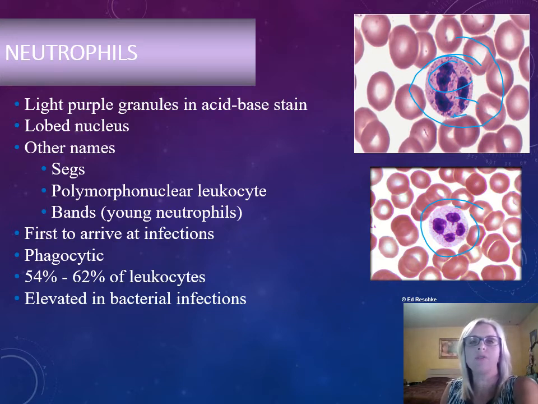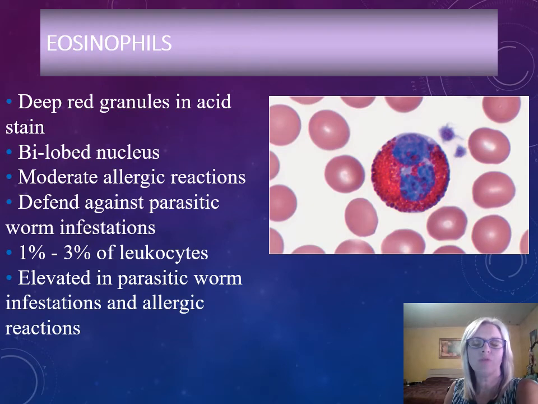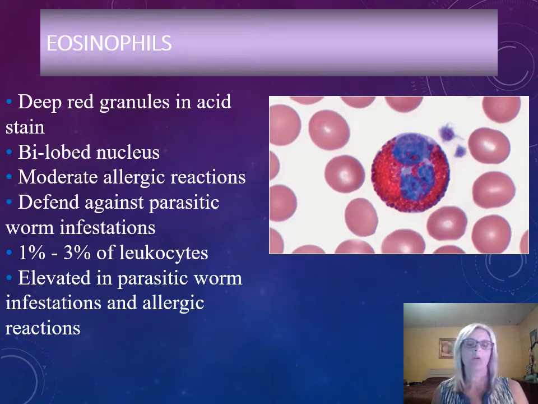These are going to be a main component of pus, because pus is composed of bacteria, white blood cells, and damaged cells. So while neutrophils are going to be found at a high rate during a bacterial infection, these guys here that we're about to look at are going to be elevated if you have a parasite infestation or an allergic reaction.